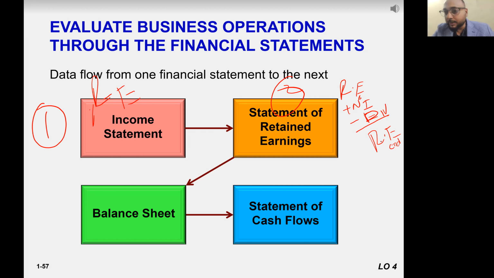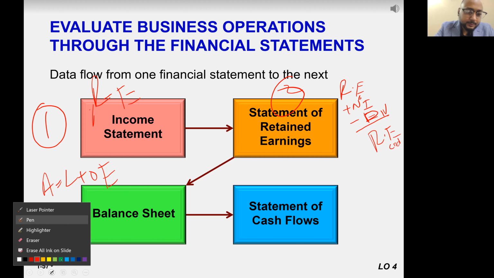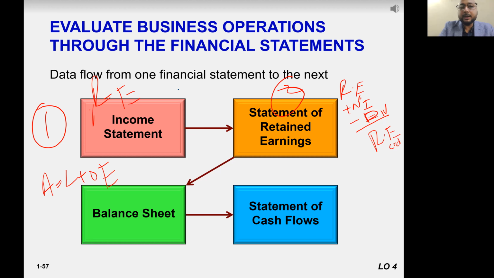And when we find this out, then we make the balance sheet. What is the formula for the balance sheet? Assets equal liabilities plus owner's equity. If you cannot remember this hierarchy, understand that you need to find out first the income from the income statement, and that is going to be used here. Without this year's income, you cannot make the statement of retained earnings.